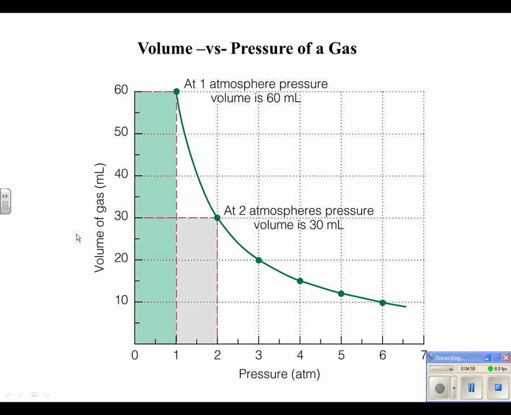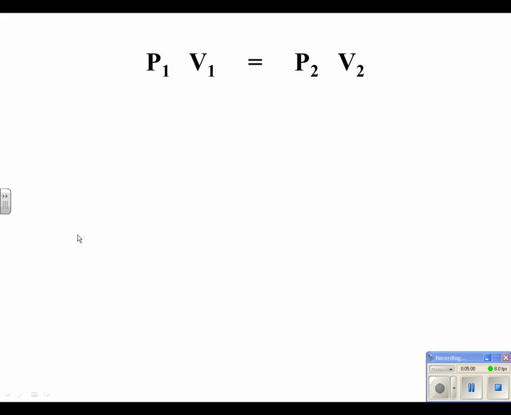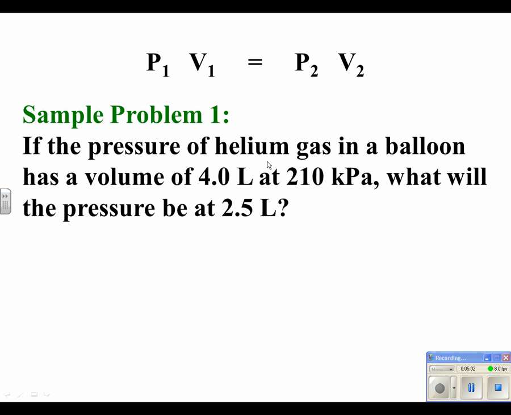Again, this is just another graph of an inverse relationship. Sample problem: the pressure of helium gas in a balloon with a volume of 4 liters is 210 kPa. What would the pressure be at 2.5 liters? Take a second, plug your numbers in, and solve it out.